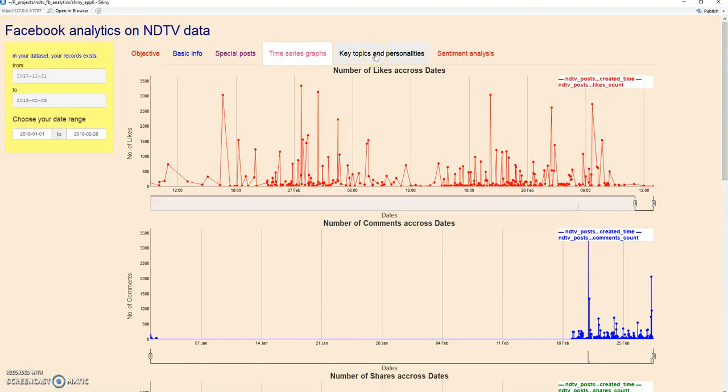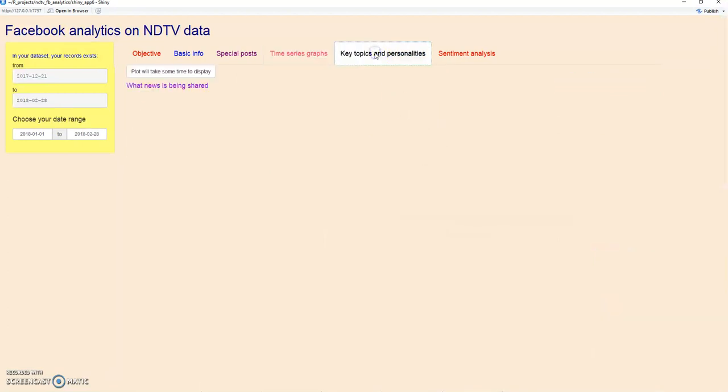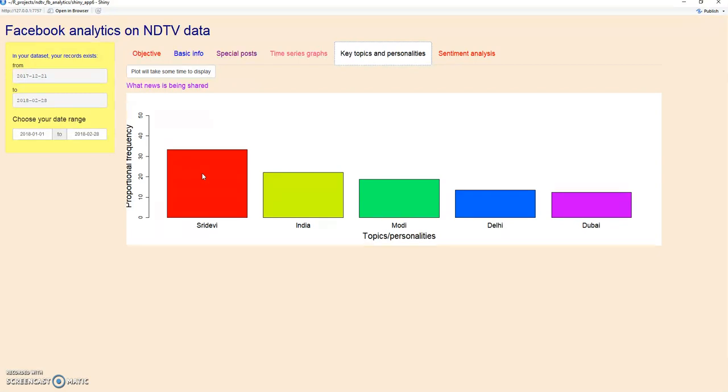Now let us look at the key topics and personalities. It will take a couple of moments for us to generate the key topics and personalities over here. So in the meantime, let me tell you what the key topics and personalities have been analyzed. The first five of them are Sridevi, India, Modi, Delhi, and Dubai. So this is a combination of the topics, places and personalities that have been most trending in the last 2 months.